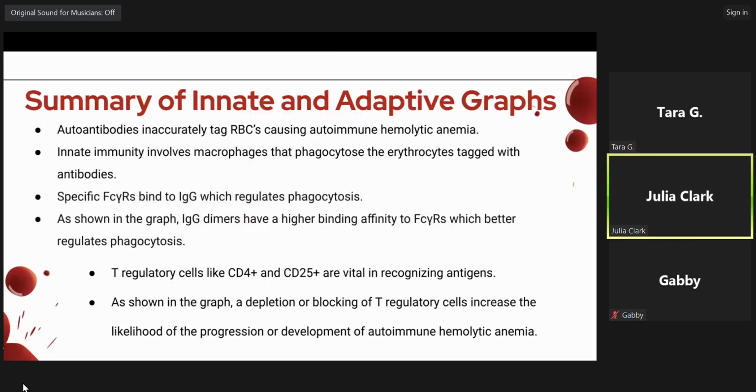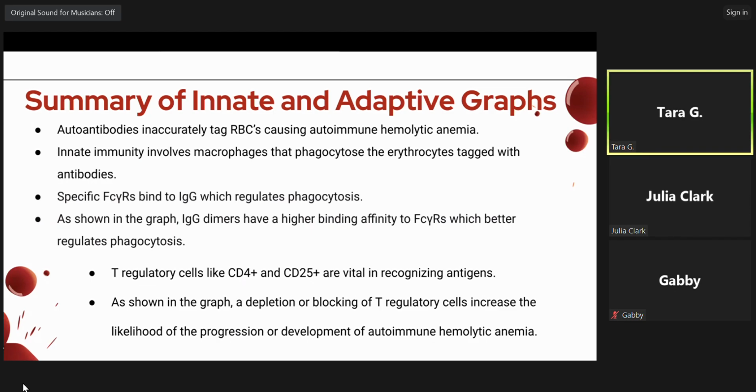So for a summary of the innate graph, we have to remember that autoantibodies inaccurately tag red blood cells, causing autoimmune hemolytic anemia. Innate immunity involves macrophages that phagocytose the erythrocytes tagged with the antibodies. Specific Fc gamma receptors bind to IgG, which regulates phagocytosis. As shown in the graph, IgG dimers have a higher binding affinity to Fc gamma receptors, which better regulates phagocytosis.